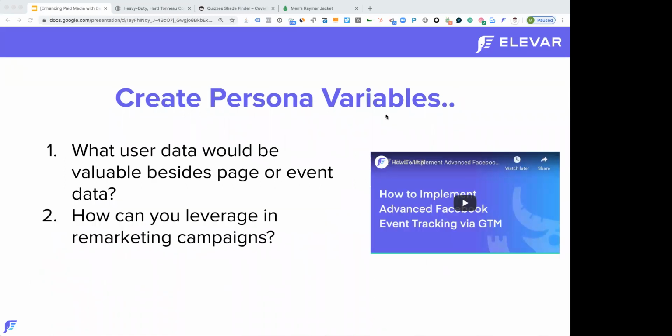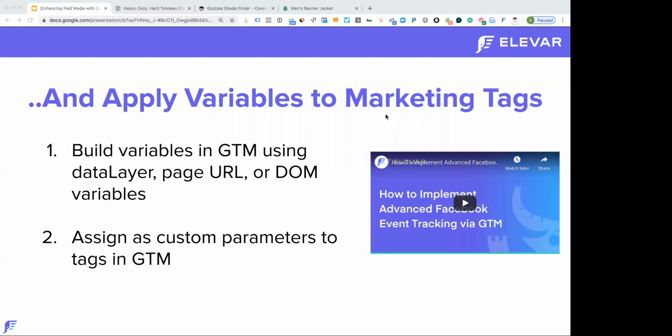The other items: when Scott was going through the different quizzes, creating the persona values, what data would be valuable besides page or event data that you can leverage in a remarketing campaign? So again, just create a list of what's unique to your business. Going back to the Diamondback Covers example of a truck, that does require getting your hands a little more dirty in Tag Manager, or having us do it. But create those persona variables so you can apply them and push them to different channels. As I just said, I got ahead of the slide: apply variables to the marketing tags.